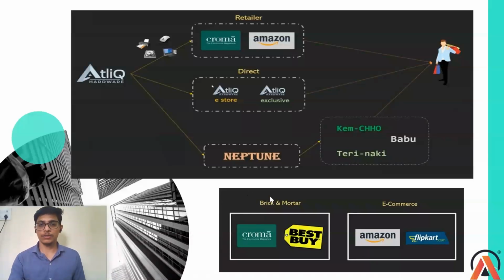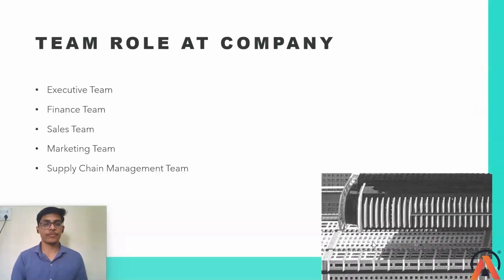AtliQ sells their products on two different platforms, the online platform and the offline platform. Offline is the bricks and mortar stores, and online is the e-commerce sites like Amazon and Flipkart. AtliQ has different teams at their company. Based upon these team roles, we are focusing on creating our dashboard, with each team in focus. They have an executive team, finance team, sales team, marketing team, and supply chain team.